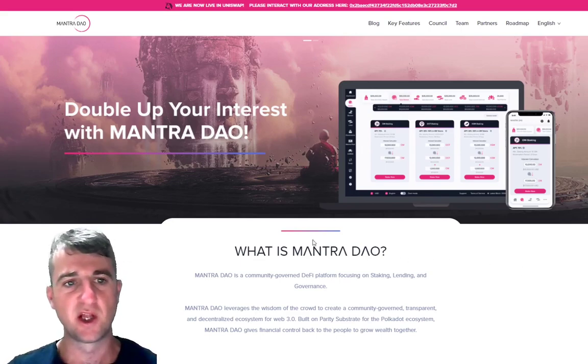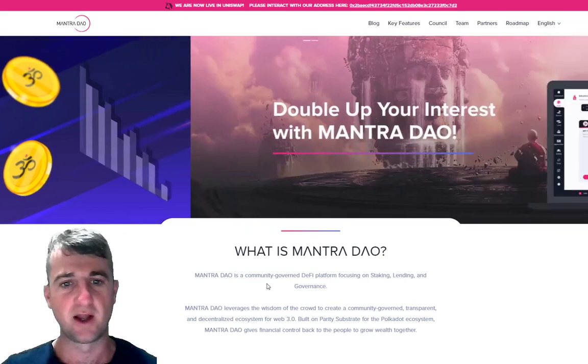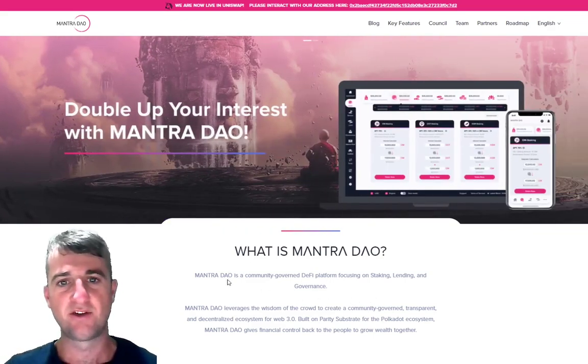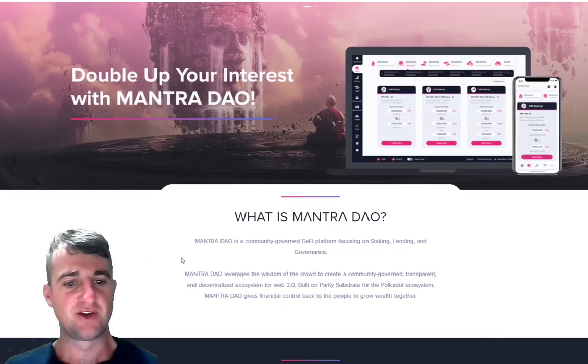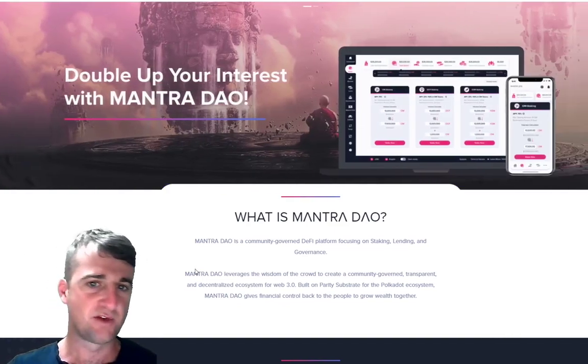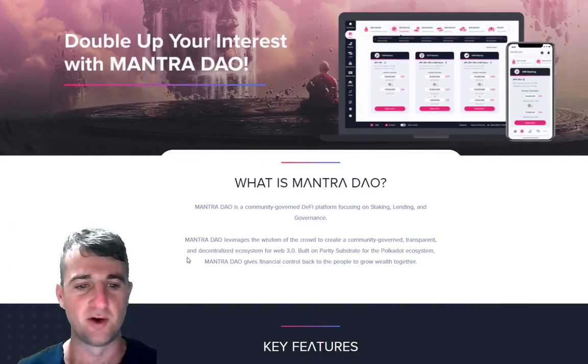I'm just going to briefly go over some of the key points of the Mantra DAO website and the network and what they are intending to do and what they are doing. So, what is Mantra DAO, however you want to pronounce it? It is a community-governed DeFi platform focusing on staking, lending and governance.